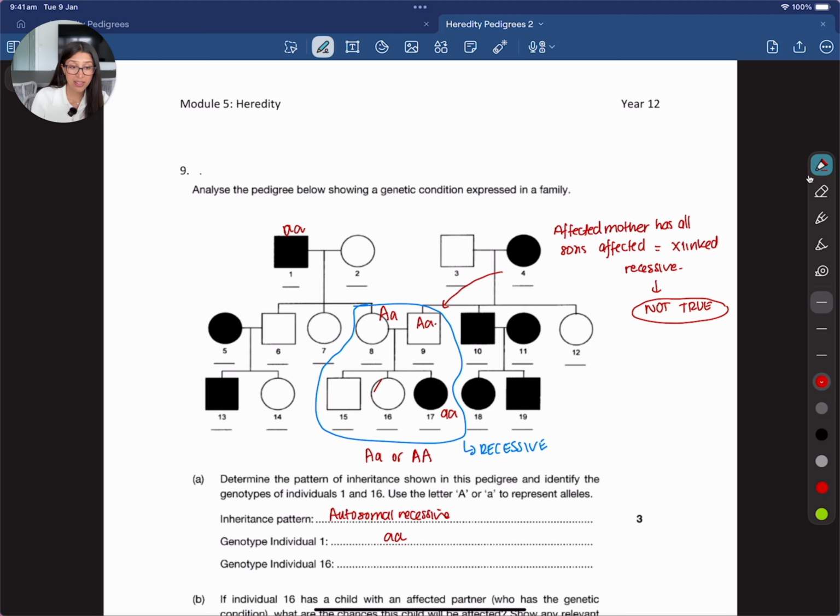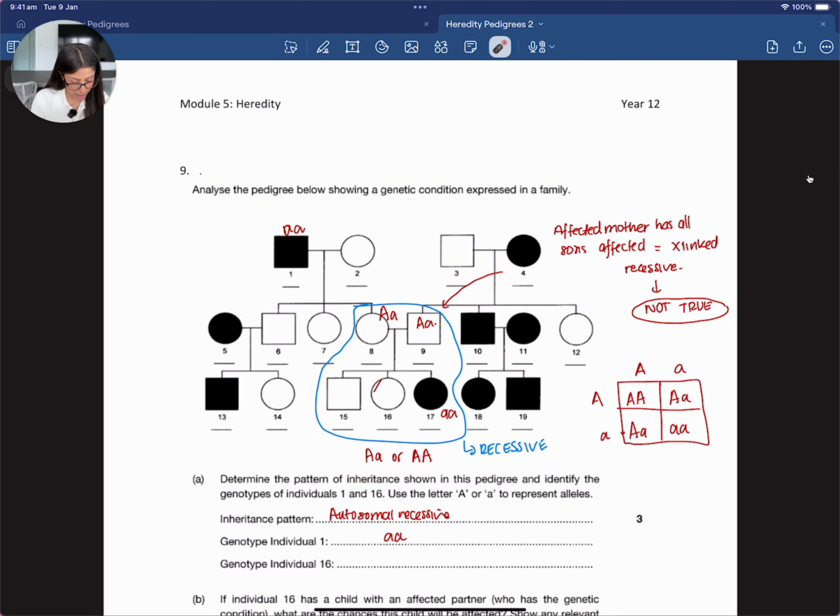Now, technically, looking at that, individual 16 could still be either one of these options. And you can see clearly here, I did the Punnett squares for individual 8 and 9. The results show that the offspring who are unaffected can be homozygous or heterozygous. So a bit of a trick question, this individual could be either one of these options.